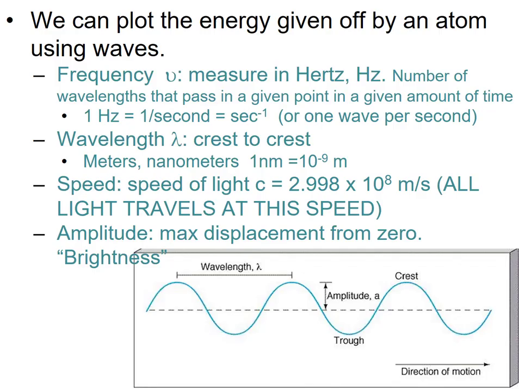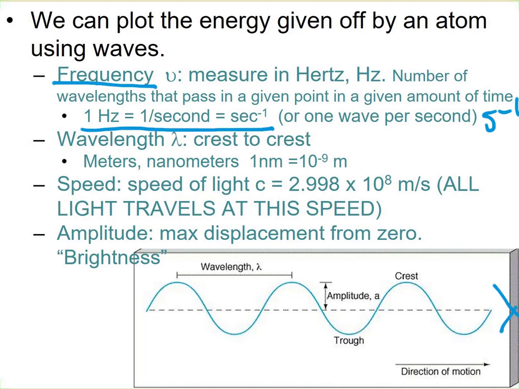We can plot the energy given off by an atom using waves. When we're studying waves, we need to look at frequency and wavelength and speed. The frequency is this Greek letter nu. It's measured in hertz. 1 hertz is equal to 1 per second, or sometimes you see an s to the minus 1. So the s is in the denominator. Frequency, what that means is if your eye was down here looking at this wavelength coming at you, you would count how many wavelengths go by per second, and that's known as the frequency. So how fast it's coming at you, the frequency, how many wavelengths per time.